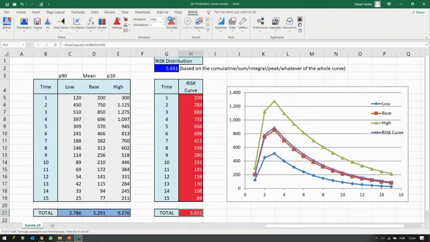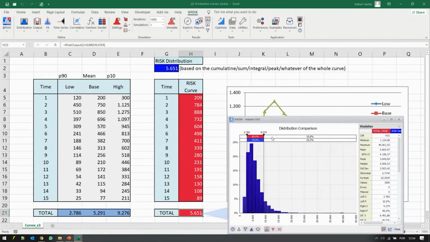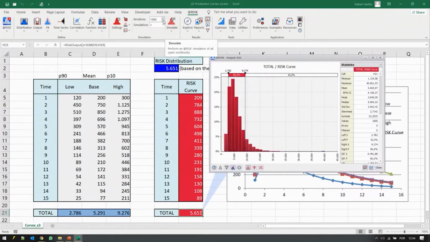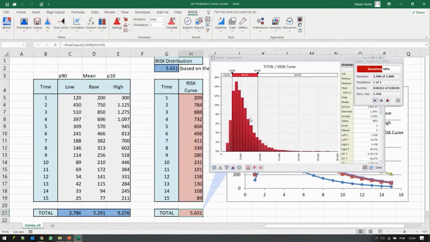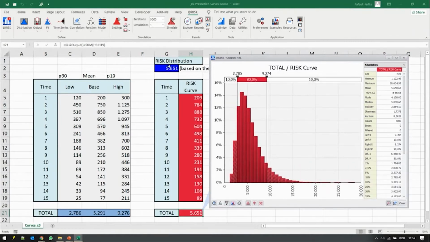So we can recreate all possible scenarios based on that. So here's my distribution. Let me just run that again. So this is the total production I have with this project after 15, let's say, weeks of that production rate. This is the distribution of the total production over the lifetime of my project.